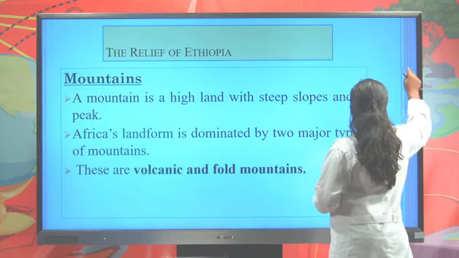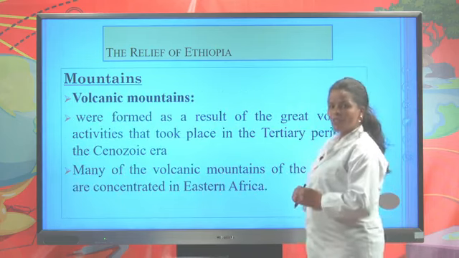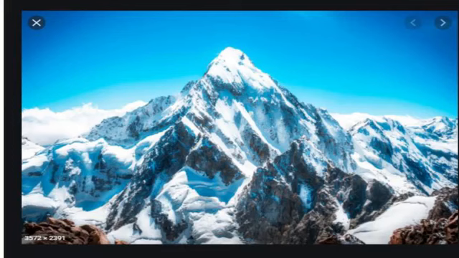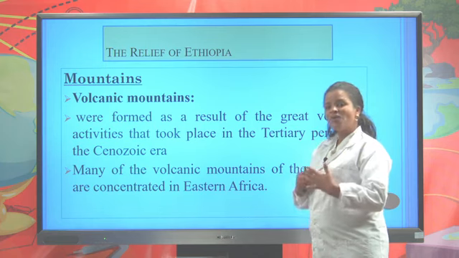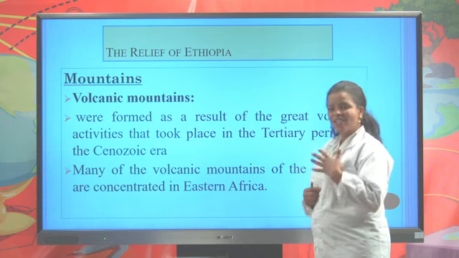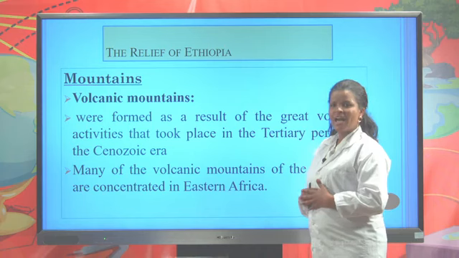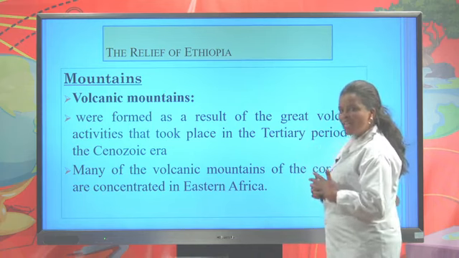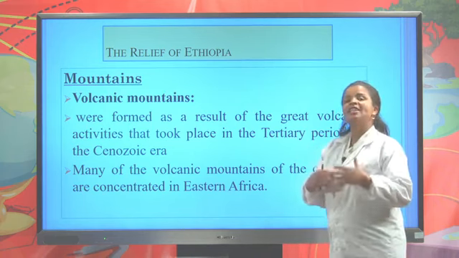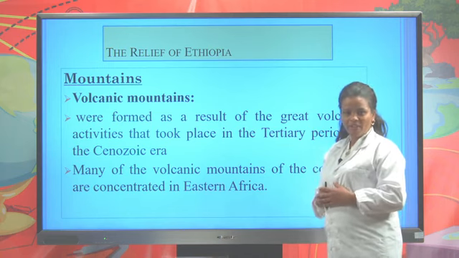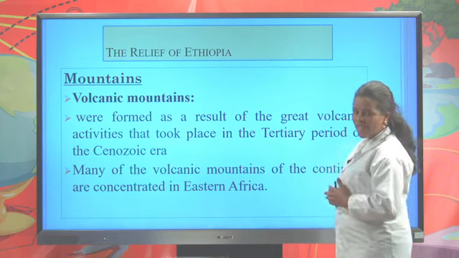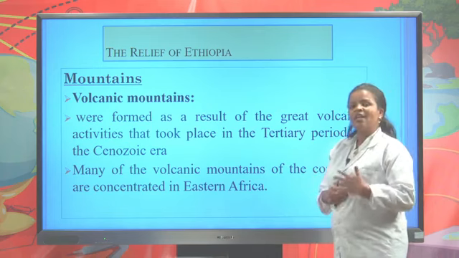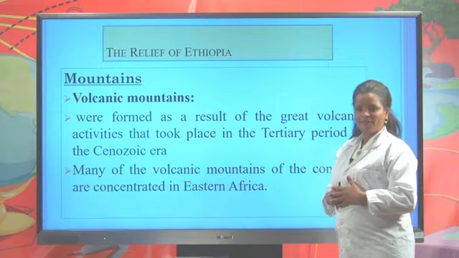Let us see the volcanic mountains. Students, how volcanic mountains are formed depends on your lower grade lesson. Volcanic mountains were formed as the result of great volcanic activity. These volcanic mountains formed during the Tertiary period of the Cenozoic era. So many of these volcanic mountains are found in Eastern Africa.